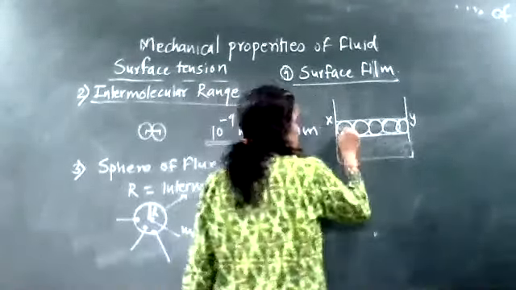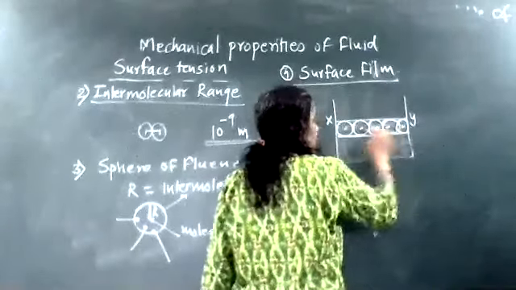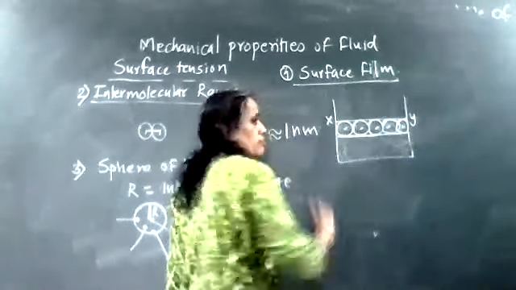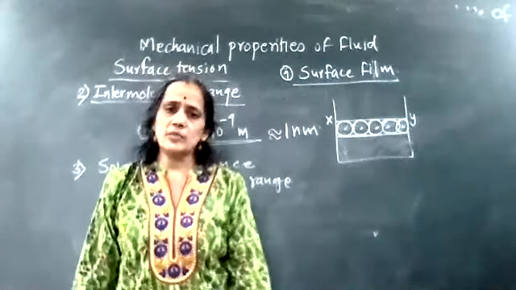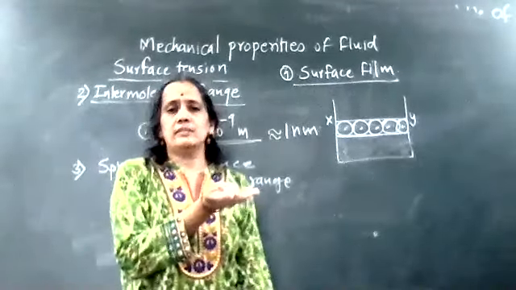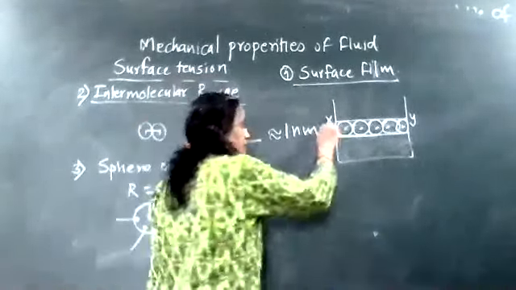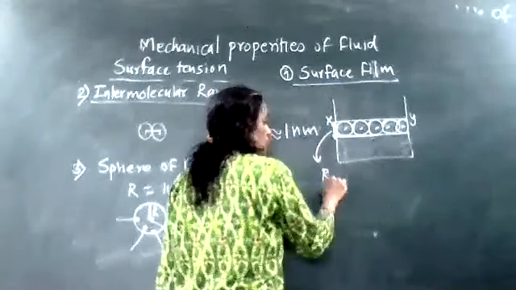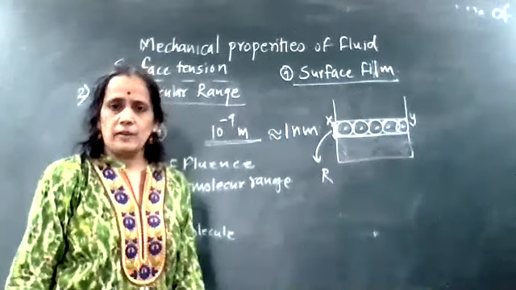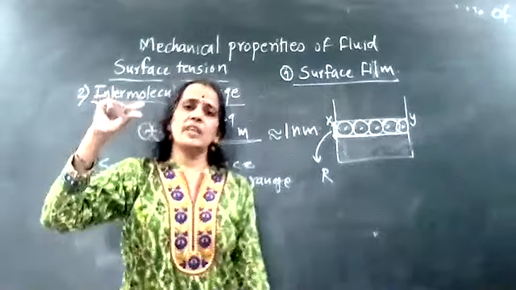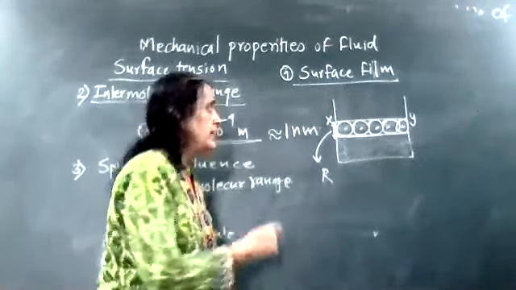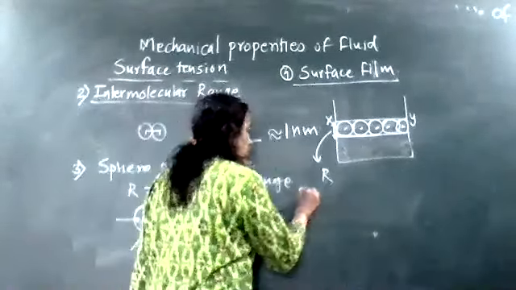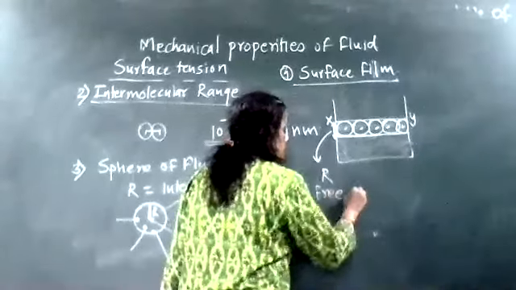So this is nothing but the sphere of influence I have drawn for the molecules. This film I am going to call a surface film. The surface film is the layer of liquid whose thickness is equivalent to that of the intermolecular range. If the thickness of the film is equivalent to the intermolecular range, then it is to be called a surface film. And the fifth term is the free surface.